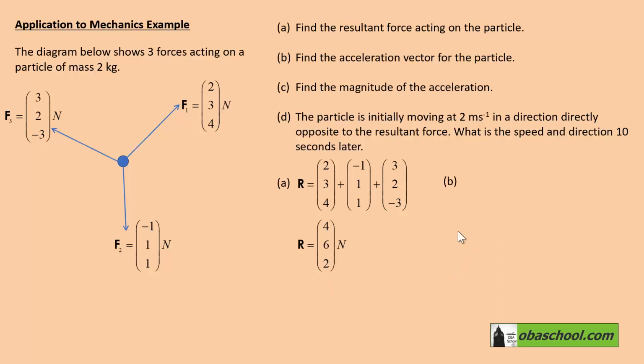The acceleration vector, since we know the particle is of mass 2 kilograms, and we know force equals mass times acceleration, (4, 6, 2) is going to be equal to 2a, and so a is going to be (2, 3, 1) meters per second squared.